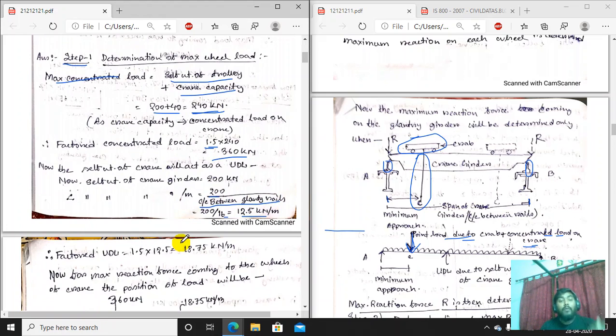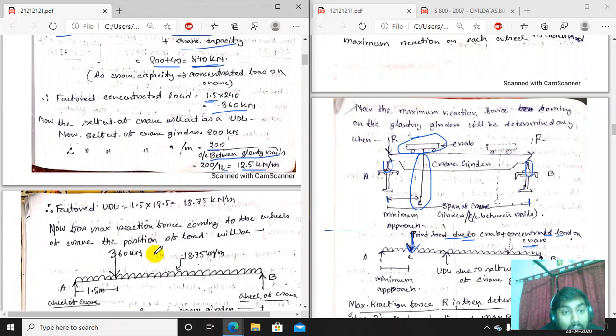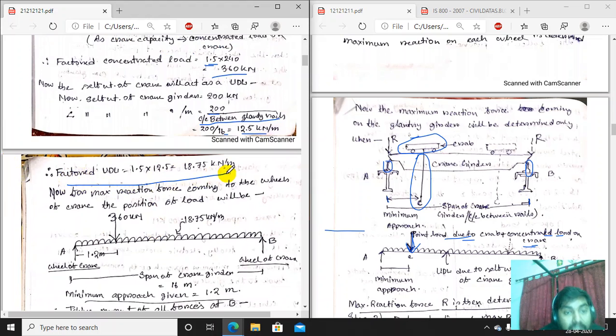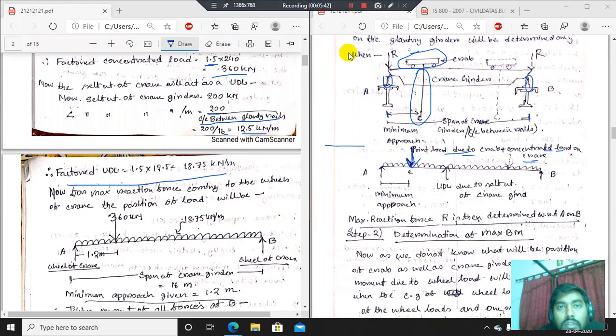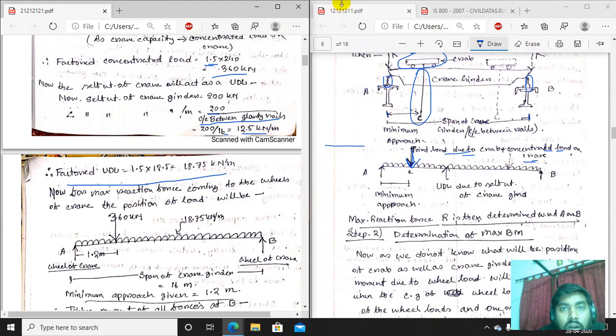This is the self weight of the crane girder that is acting as a uniformly distributed load. So factored UDL will be equal to 18.75 kilonewton per meter. So we have got the value of these two loads, point load and factored point load, and this is the uniformly distributed load over the actual span. So we have got the span value.